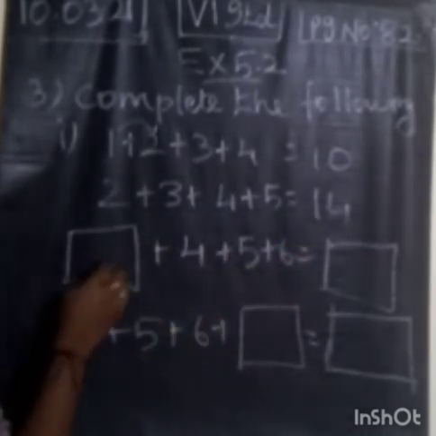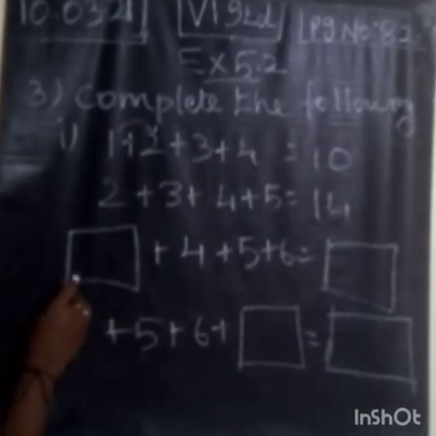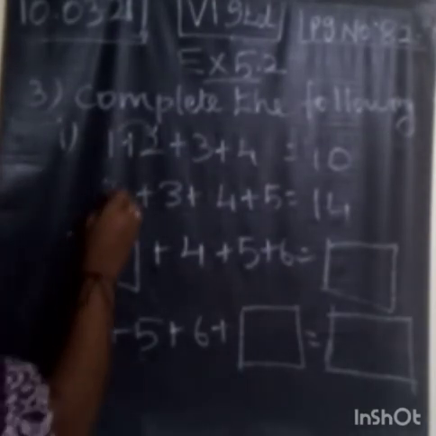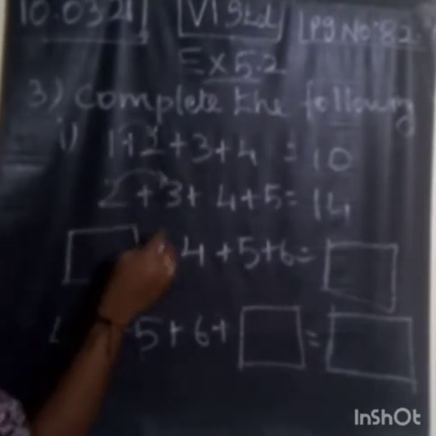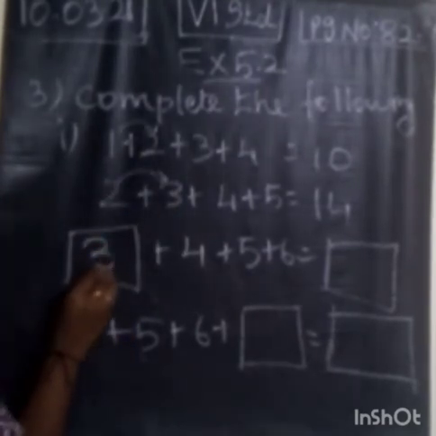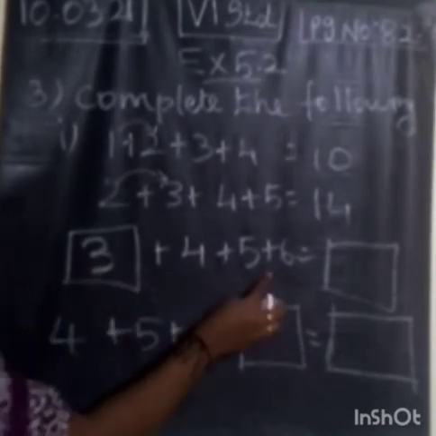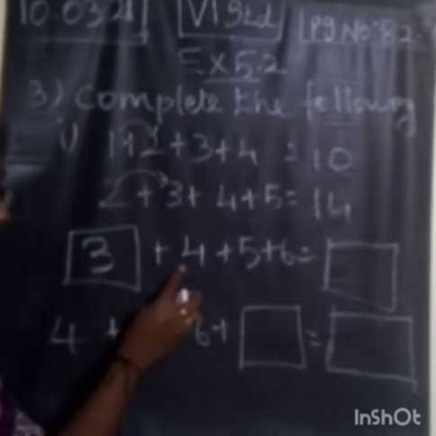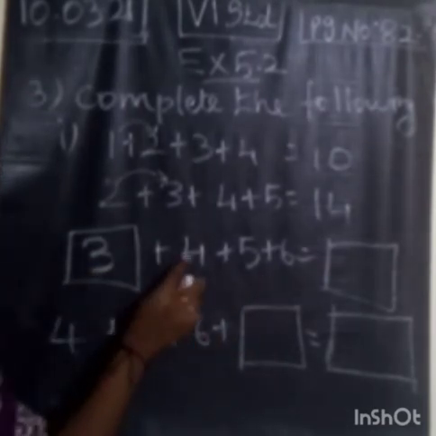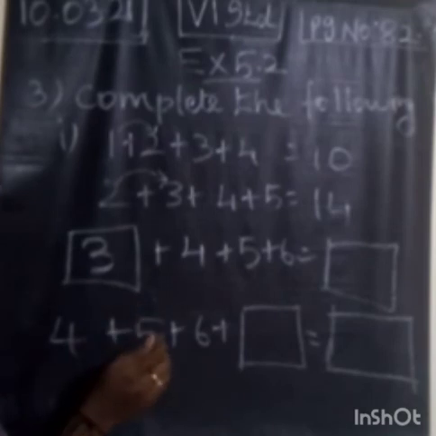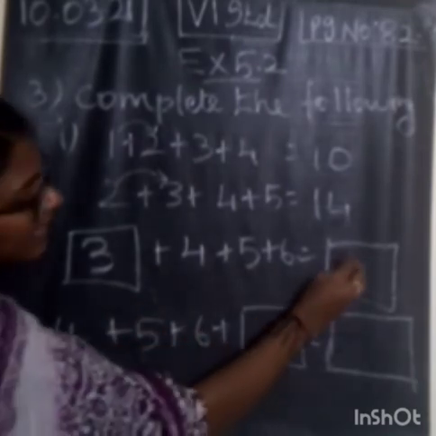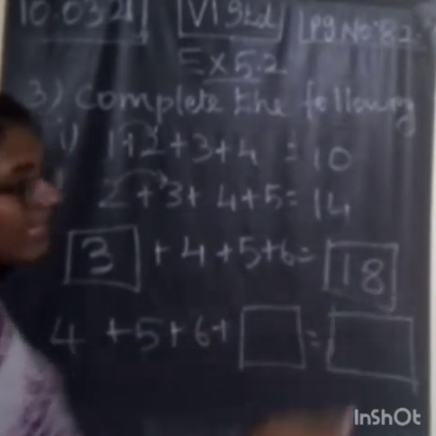What will be the next? The next one starts with 3. Adding these values, 3 plus 4 equals 7, 7 plus 5 equals 12, 12 plus 6 equals 18. So the answer is 18.